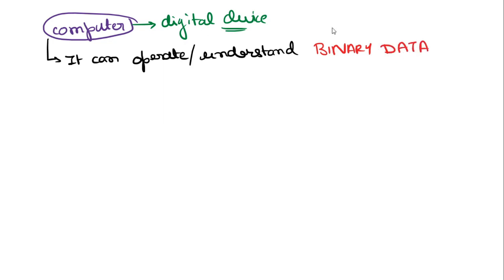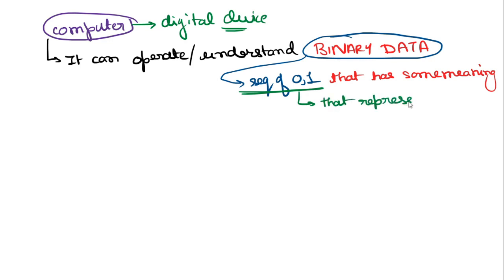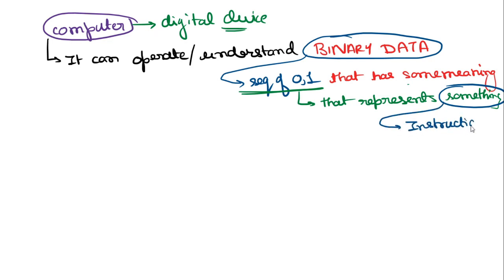And what do you mean by binary data? Binary data is nothing but a sequence of 0 and 1 that has some meaning, that represents something. And what is this something? This something is only two things: it is either an instruction, or constants, variables, etc., which we call data. It can be either instruction or data.